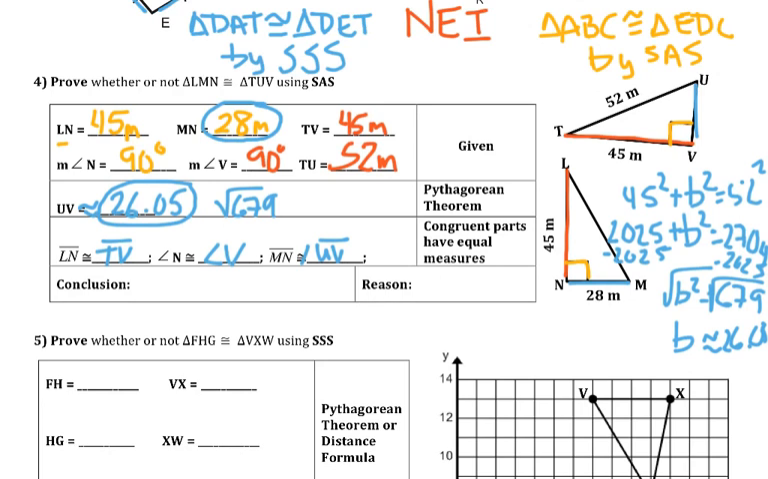Put a slash through that congruent sign. We have to say it's not congruent to this. It's not congruent to any other side. So our conclusion is that triangle LMN is not congruent, so we do a congruent symbol with a line through it, to triangle TUV. And the reason is because MN is not congruent to UV.